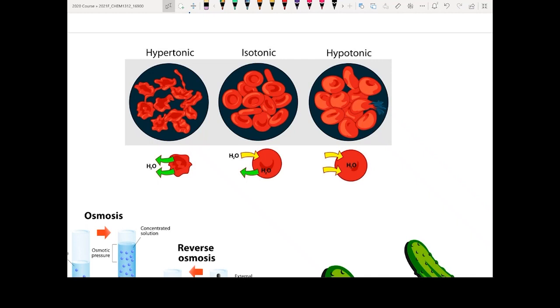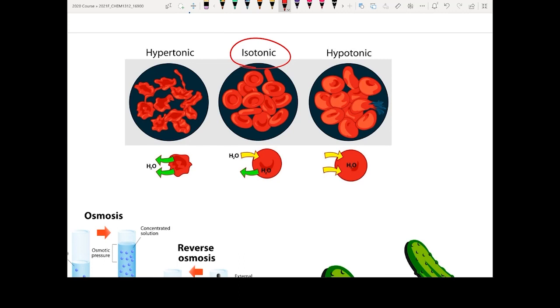One thing you can see is inside our blood, this is a red blood cell. If everything's normal, we call it an isotonic situation. So in this case, the concentration inside and outside your red blood cell is more or less the same.